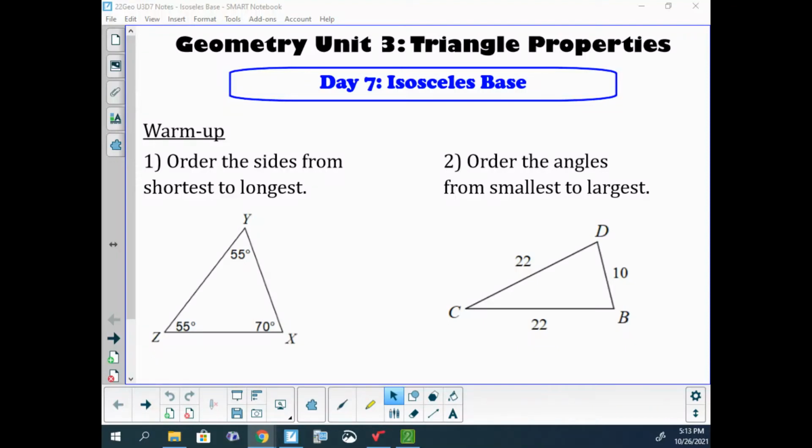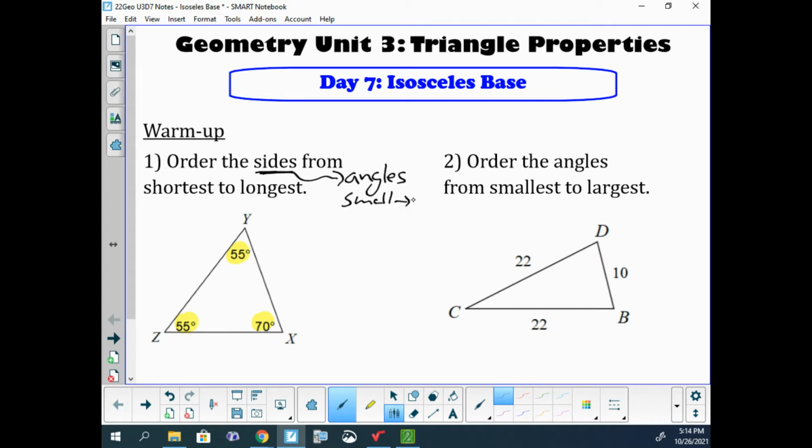Good evening. We're here with Unit 3 Triangle Properties, and Day 7, we're going to talk about the Isosceles base theorem. First, we have some warm-up problems based on what we did in Day 6, which talks about, in this case, ordering the sides from shortest to longest. You'll notice that in this problem, we have our angles of 55 degrees, and 70. So because we're looking to rate the sides, we need to examine the angles from smallest to largest.